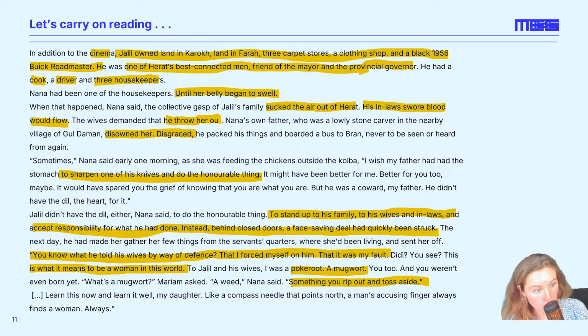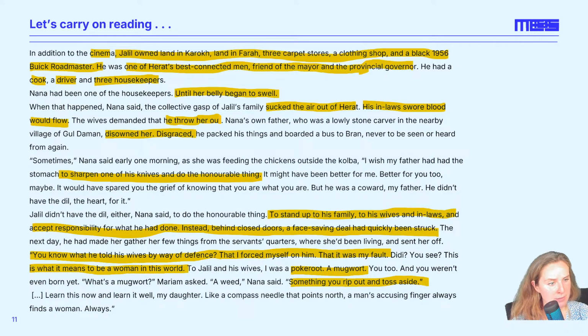And Nana says the honourable thing for him to have done would be to sharpen one of his knives and kill her, and kill both her and Mariam, to forcibly abort the child she's carrying. Unclear. It seems like she would bear the brunt of this. But if we have this sharpened knife and blood flowing, we have this sacrificial image, right? Nana is being sacrificed physically, sexually, societally, for Jalil's reputation, and Mariam is as well. Nana says that Jalil didn't have the heart, the stomach, to do anything about the situation either. So we see he is a passive, cowardly, hypocritical character.